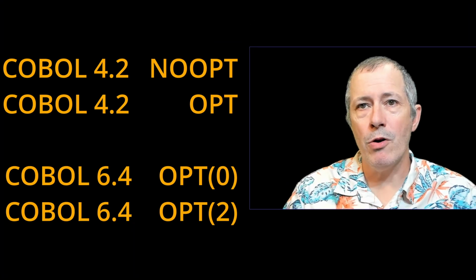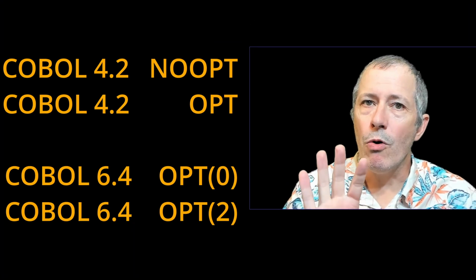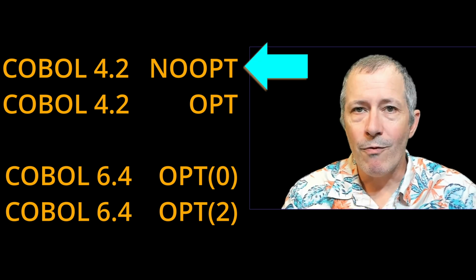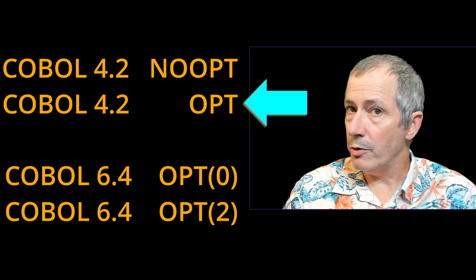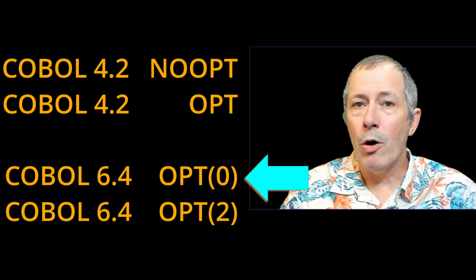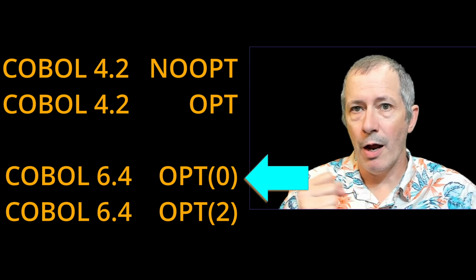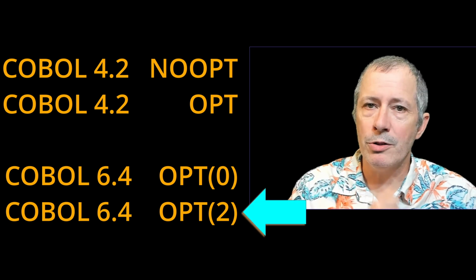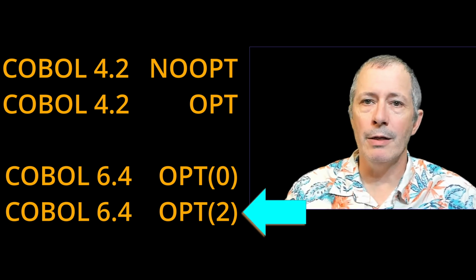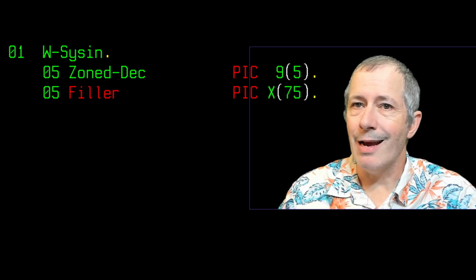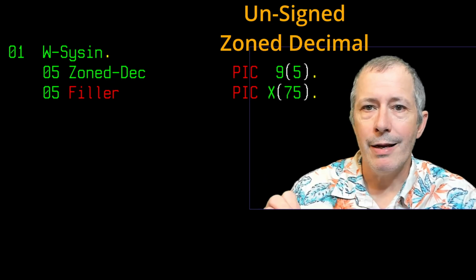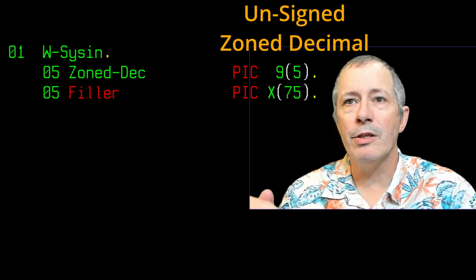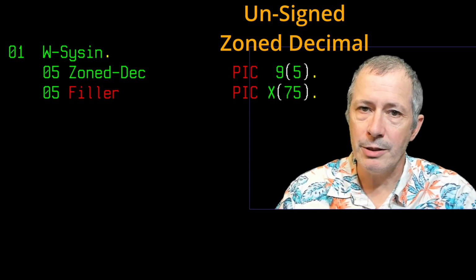The same program is going to be compiled 4 different ways: COBOL 4.2 not optimized, COBOL 4.2 optimized, COBOL 6.4 not optimized, and COBOL 6.4 optimized. The input record is 80 bytes long. The first 5 bytes are defined as PIC 9(5), which is an unsigned zoned decimal.